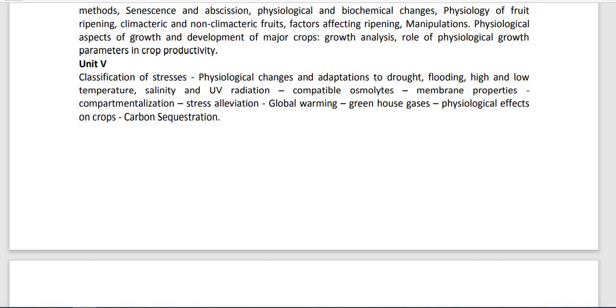We have to see about what are the physiological aspects of growth and development of major crops like rice, maize and sorghum. You have to go through these crops, what are their growth analysis and the role of some growth analysis parameters involved. So you have to see about what is what.